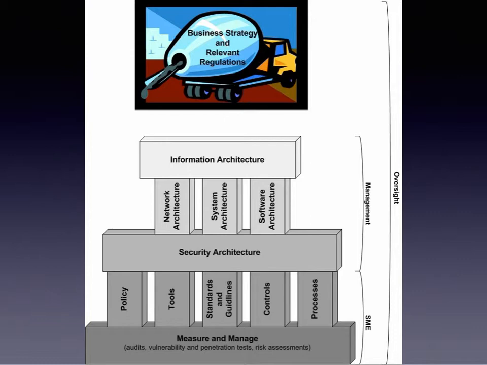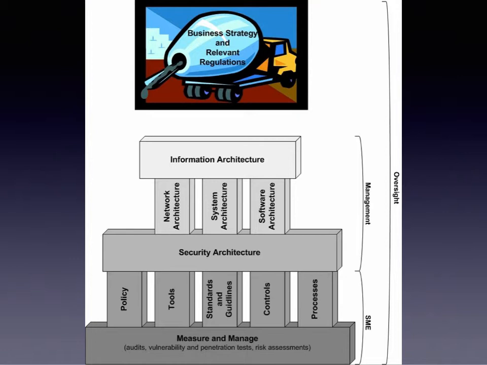So this is a graphic from one of my books that shows how the different architectures are related to the security architecture. The information architecture is based on the business strategy and relevant regulations. The information architecture is supported by the network, systems, and software architectures, and these are all built on a foundation. The thing that enables the organization to build these other architectures and provide a safe operating environment is a security architecture.